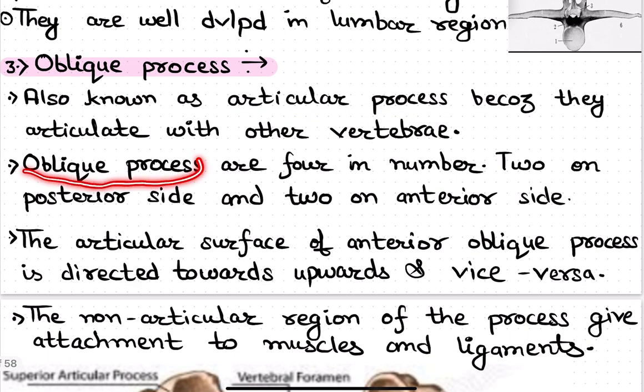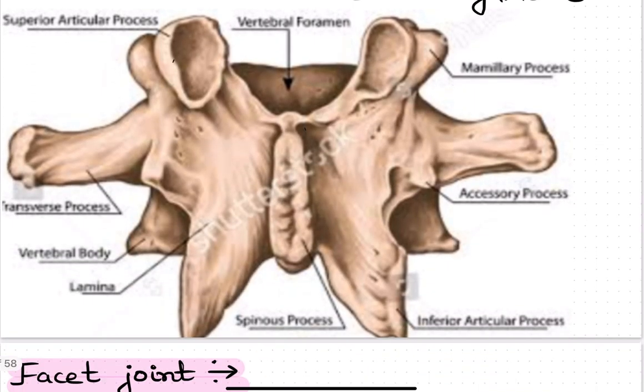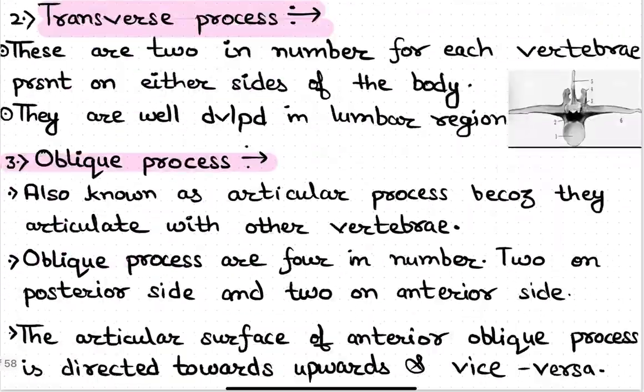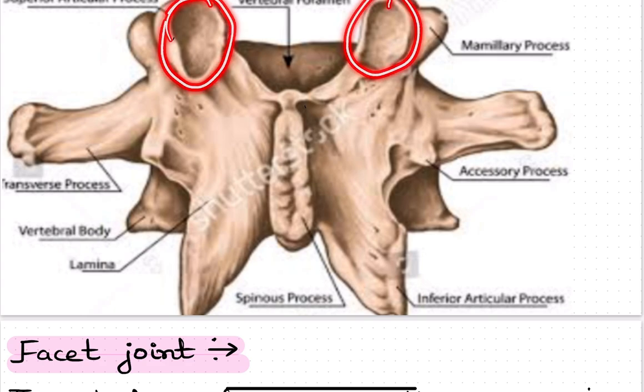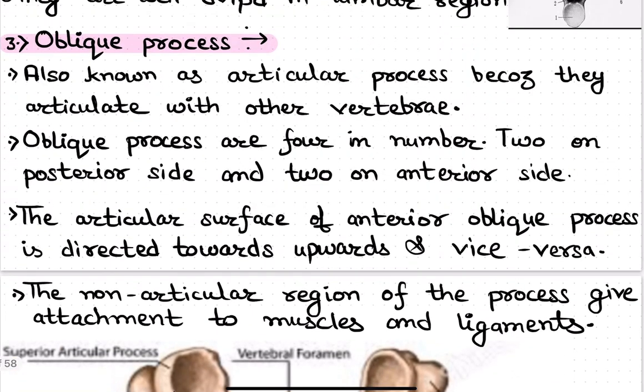Now these oblique processes or articular processes are 4 in number, 2 on posterior side and 2 on anterior side. You may get confused, but let me clear this for you. This is the dorsal spinous process. This is the structure of vertebra in the vertical section, so that you may get clear about the oblique process. This process, which is close to the head, is known as anterior oblique process or superior articular process, and this process which is towards the tail is known as posterior oblique process or posterior articular process. I think it is clear to you now.